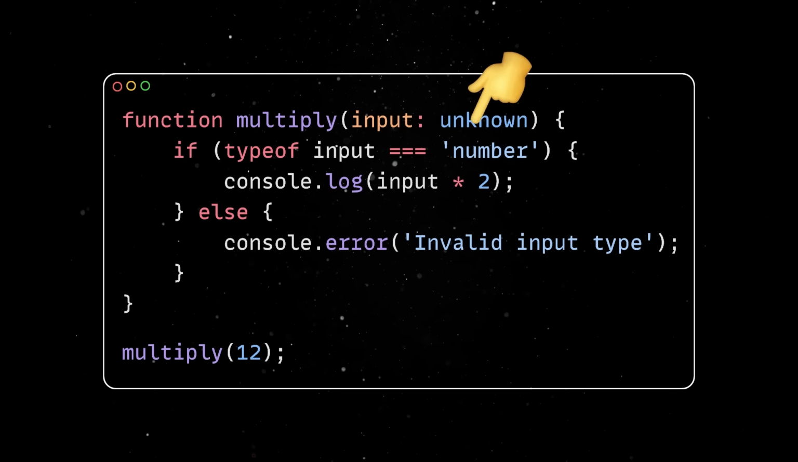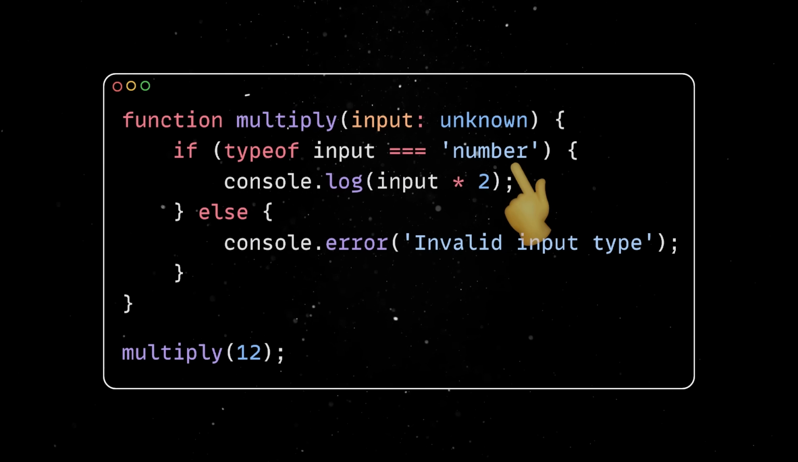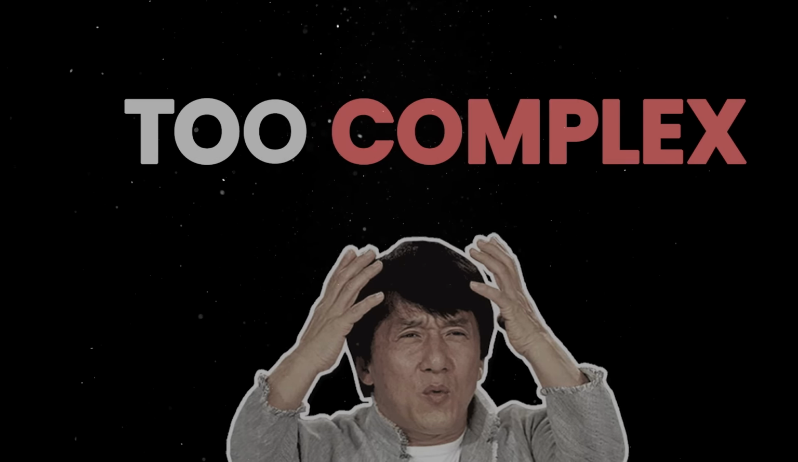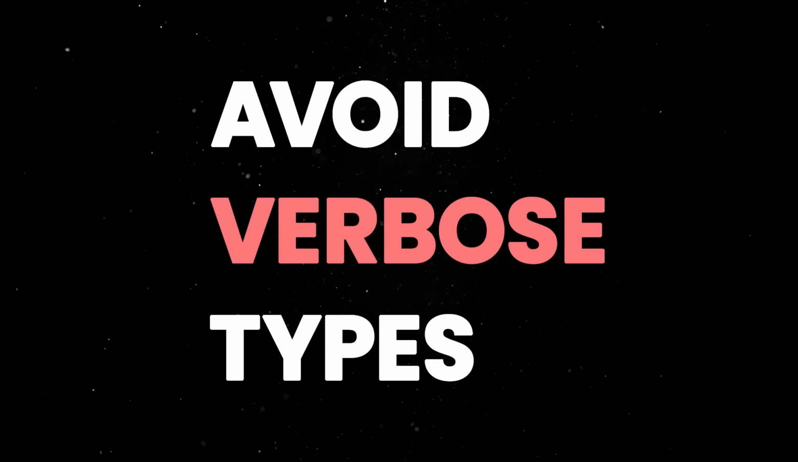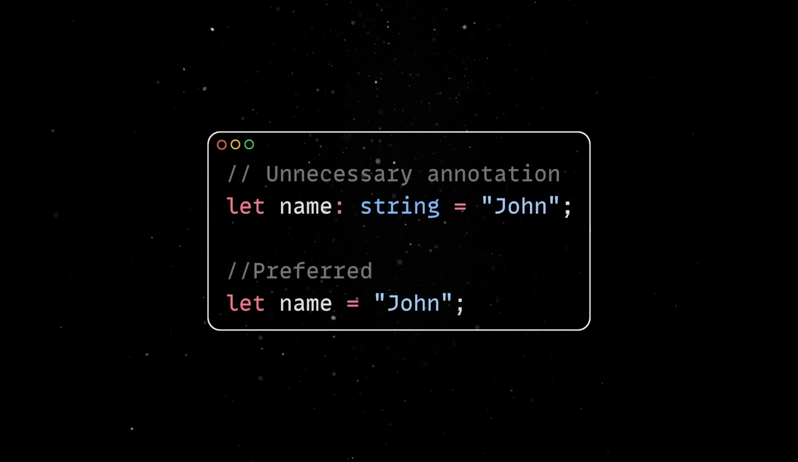The unknown type requires explicit type checks before the variable can be used, which helps reduce the risk of runtime errors. You could also go in the opposite direction and make your type system too complex. Remember to avoid overly verbose type annotations when they are unnecessary. So, instead of manually specifying types that can be inferred, allow TS to do its job.